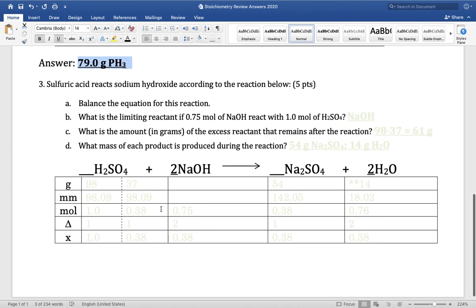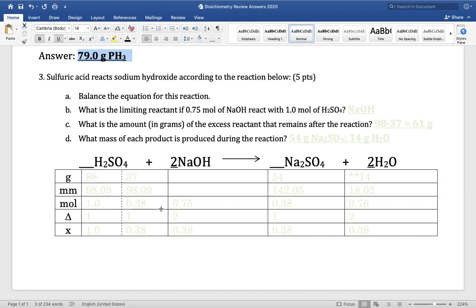Last one is our limiting reactant problem. Sulfuric acid reacts with sodium hydroxide according to the reaction below. So the first thing you had to do was balance it. So we had to put a 2 in front of the sodium hydroxide and then a 2 in front of the water. And then next, what is the limiting reactant if 0.75 moles of sodium hydroxide reacts with 1 mole of sulfuric acid? So I can have a start point there, and I'll just go ahead and write in the word start. So that's our start point.